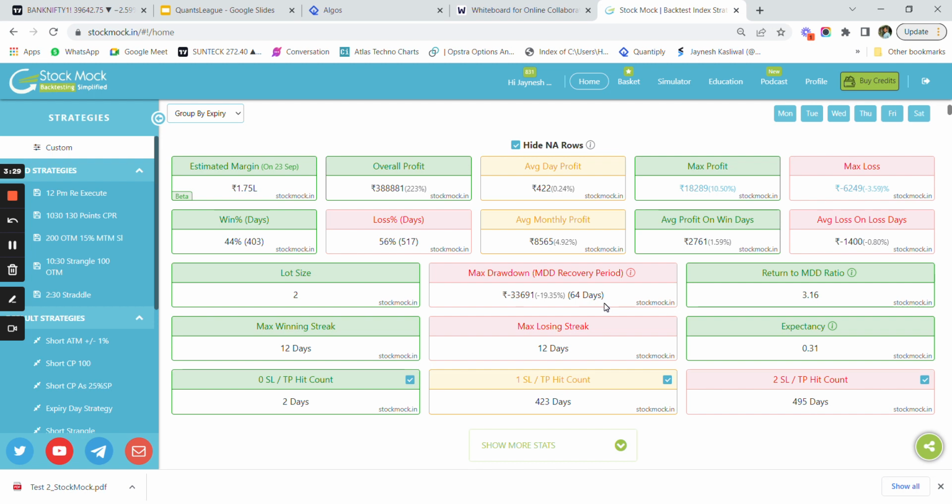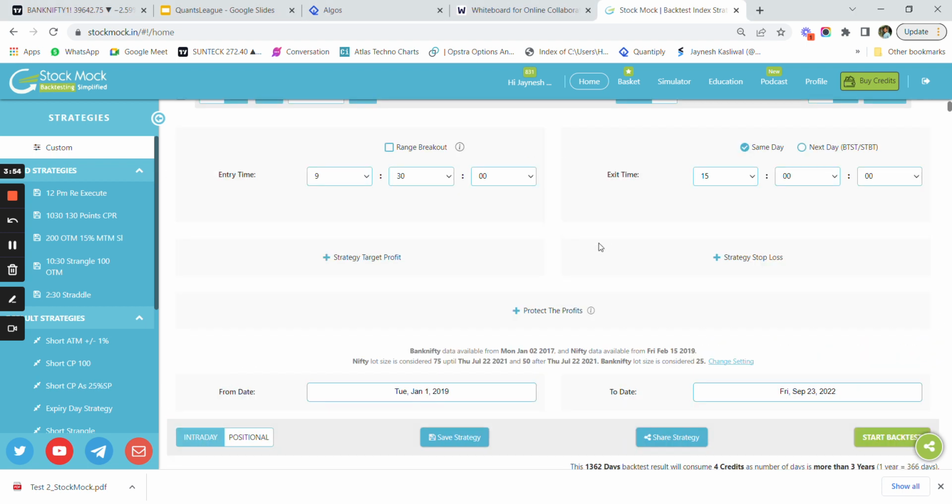Now, it could be a possibility that two strategies with high drawdown can combine and create a very low drawdown basket. The only thing that we have to remember is that the overall basket drawdown has to come down and not the individual strategy drawdown. But here, let's optimize the strategy even more. Because the drawdown is coming huge, we will shift here.